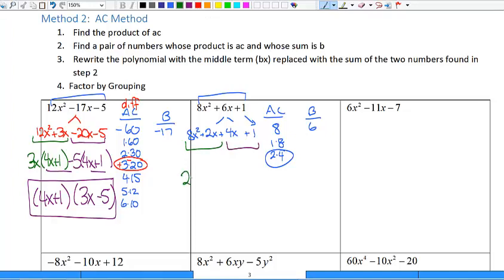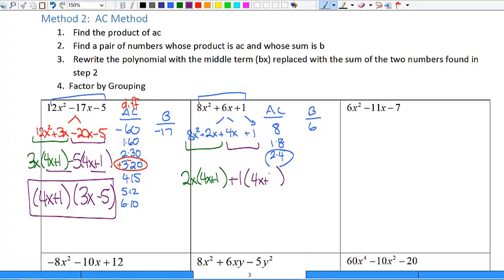On the green group, I'm going to factor out a 2x. On the purple group, there's not really much to factor out here. In grouping, you're required to factor something out. So if you can't factor anything out, you need to put a 1.